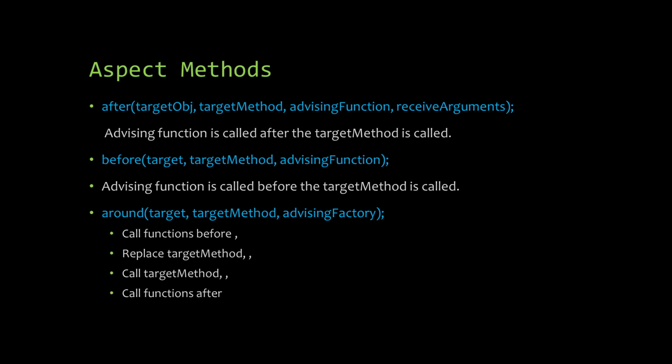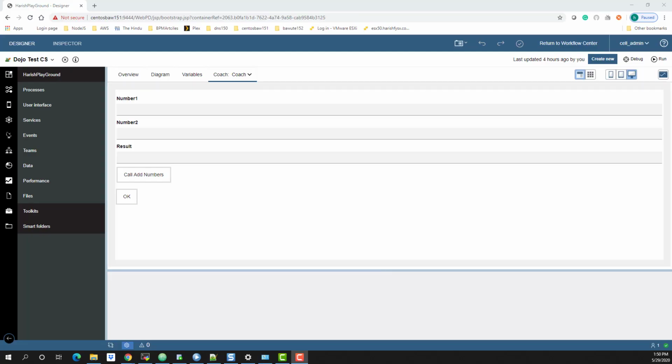And we have the around function. It has more capabilities. Before the target method, it can replace the target method itself. It can call the target method, and it can call any other functions after the target method. Okay, so let's experiment with these methods in the BAW tool.